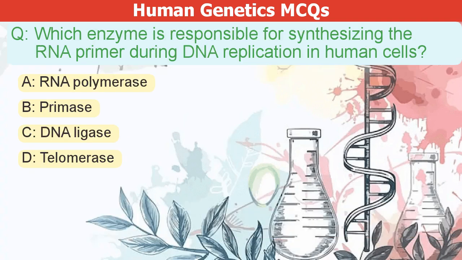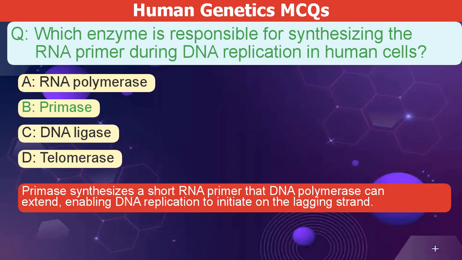Which enzyme is responsible for synthesizing the RNA primer during DNA replication in human cells? A. RNA polymerase. B. Primase. C. DNA ligase. D. Telomerase. The correct answer is B. Primase synthesizes a short RNA primer that DNA polymerase can extend, enabling DNA replication to initiate on the lagging strand.